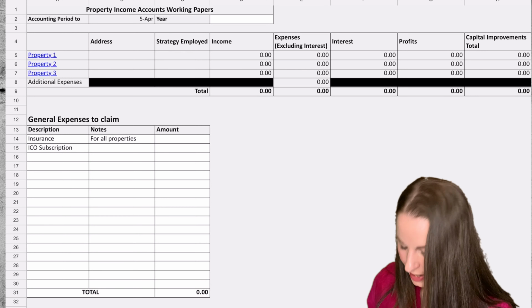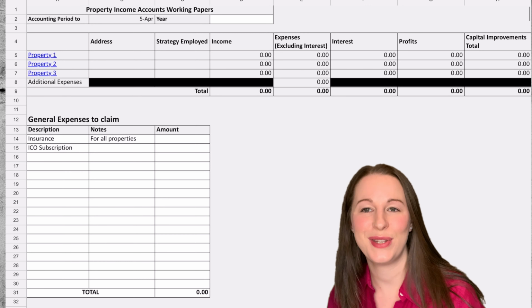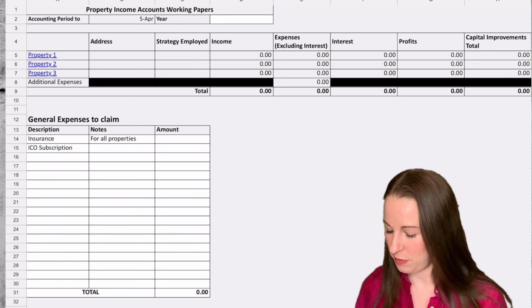Now, the one thing I would suggest is have a look at some of the videos on the different strategies such as buy-to-lets, HMOs, service accommodation, and what you can actually be claiming against your income. This will give you an idea of the expenses you can be claiming, as we're not going to be covering that today. However, today is all about putting the information in so we can see how we collate it together. Let's jump in.